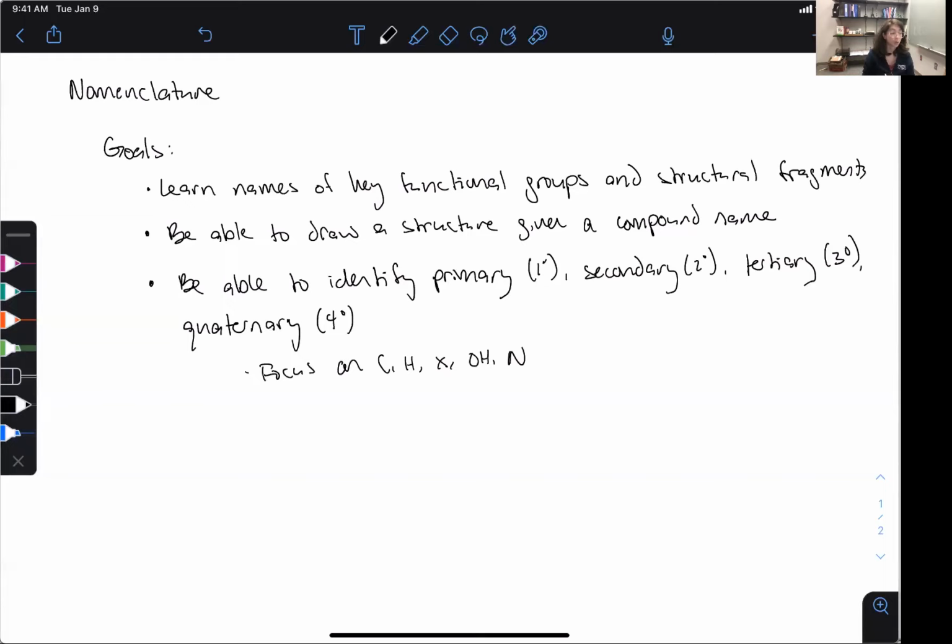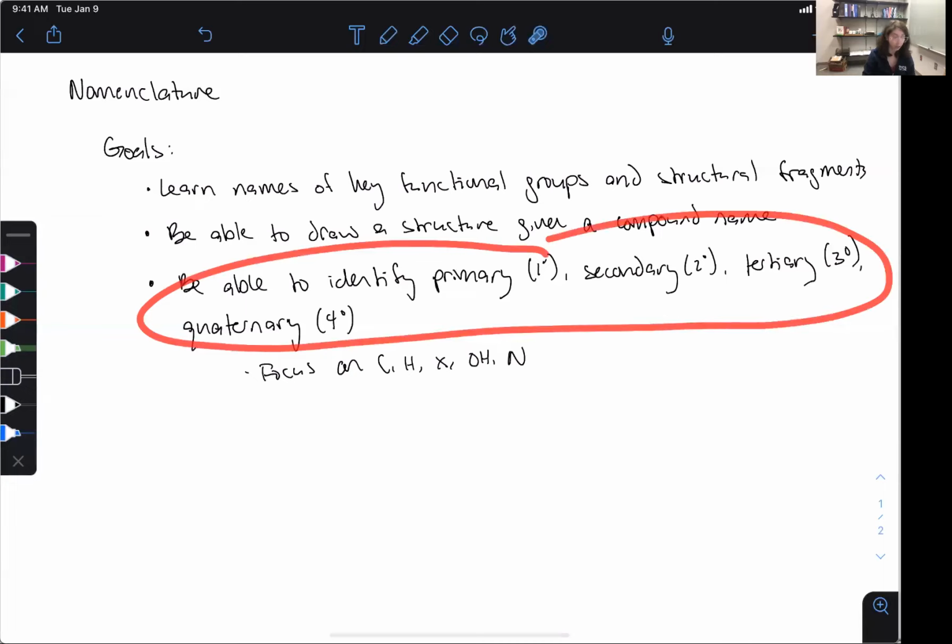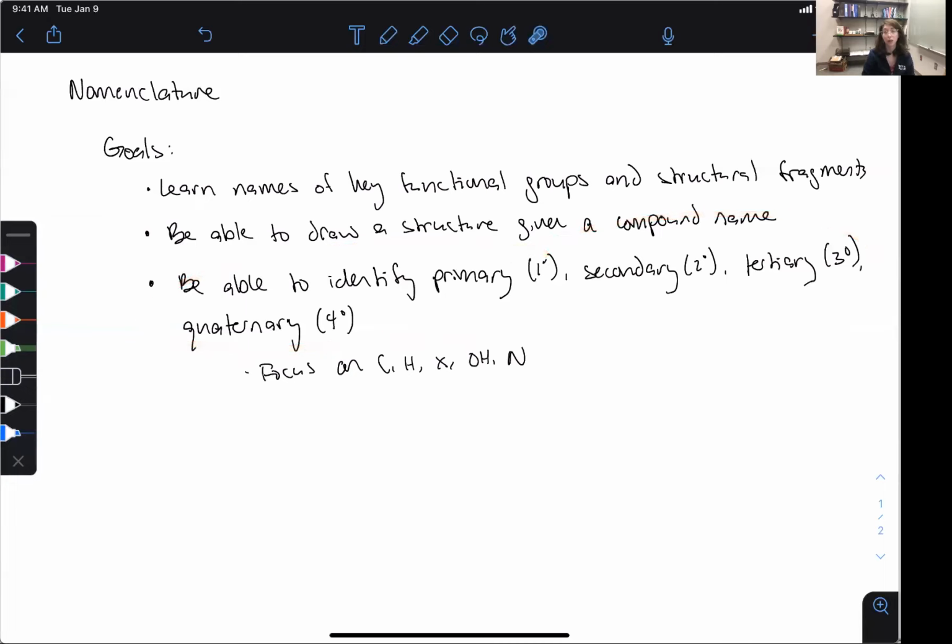So the other thing we want to be able to do is identify whether a certain atom is primary, secondary, tertiary, or quaternary. So we will talk a little bit about what those terms mean. It's important to note that the way that we write them down is with the number and the degree sign, but you don't say first degree, you will say primary, okay? So there is a distinction there. It looks like there's a degree sign, but don't say degree. If you do that, an organic chemist is going to be like, what? I'm not sure what you're talking about. So we want to make sure that we're using all the right words.